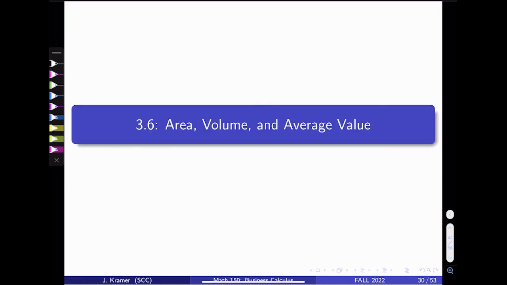That concludes this section on substitution. In the next video, we'll cover area, volume, and average value, which are all applications of the integral.